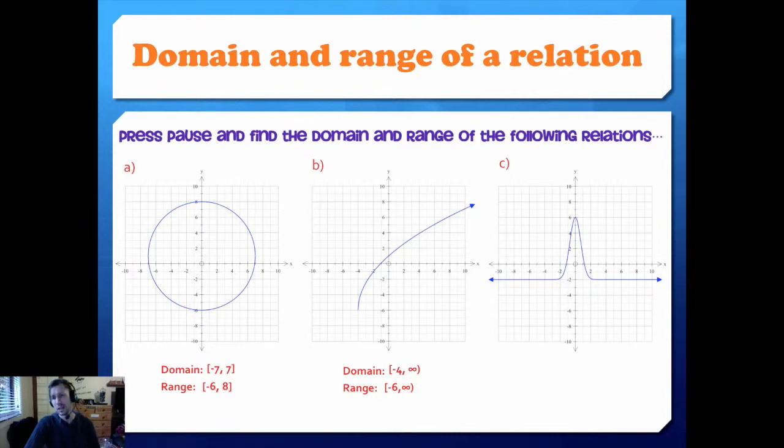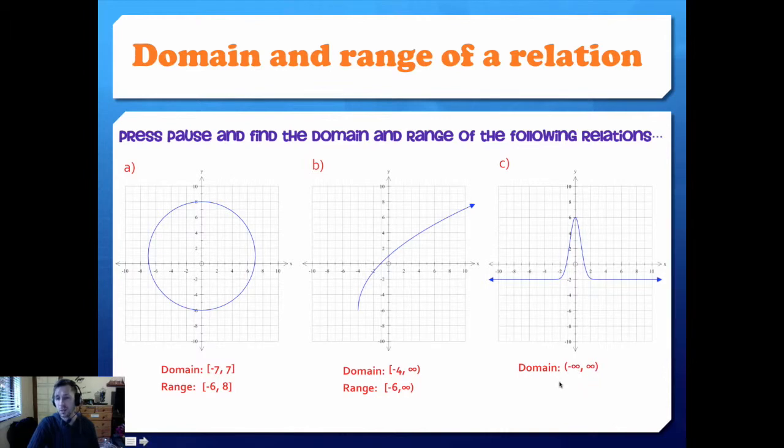And let's have a look at the last question. So we start off here, and we're going to go from left to right. So the domain, it goes all the way here. Okay, so it's an arrow, so it means it goes forever in that direction, up and across, and forever in this direction. So the domain is any real value, or from -infinity to infinity.